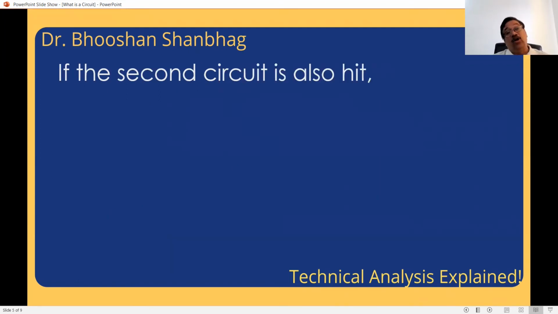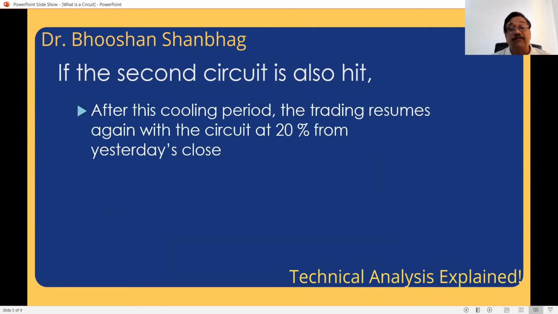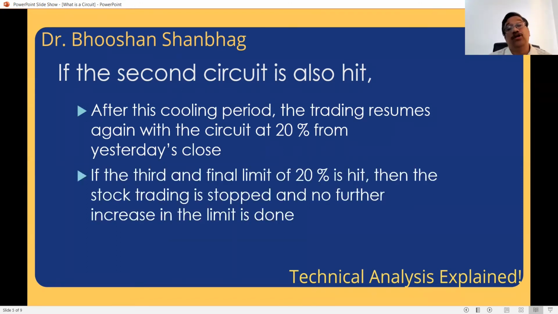If the second circuit is also hit, then after this cooling period, 5% more is relaxed. So 20% from yesterday's close. The new limits will be 800 and 1200. And if the third circuit is also hit, then the limits are not further relaxed. When I say stock trading is stopped, that means there is no further relaxation. It can come again towards yesterday's close.